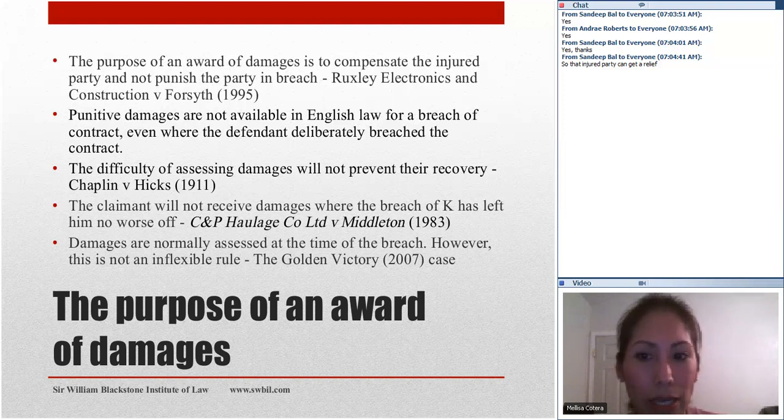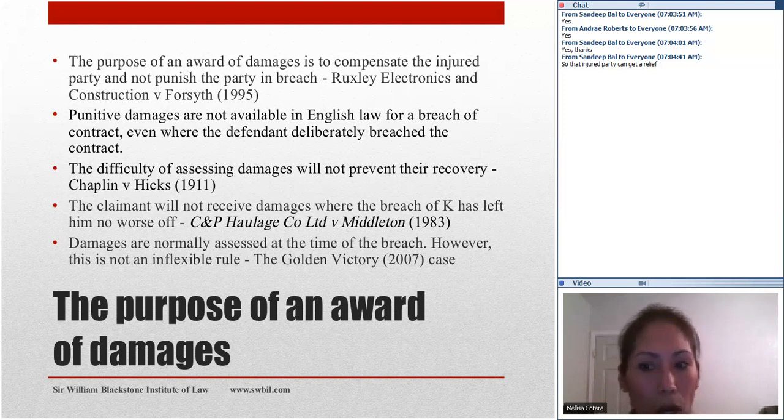Here the garage itself was merely an element in the defendant's business. It was not a profit-making entity on its own. Nevertheless, if as a result of being kept out of the premises, the defendant had found no other premises to go to for a period of time, his claim would clearly have been a claim for such a loss of profits. But this was not the case. So that's why Mr. Middleton was not awarded damages, because the claimant will not receive damages where the breach of contract has left him no worse off.